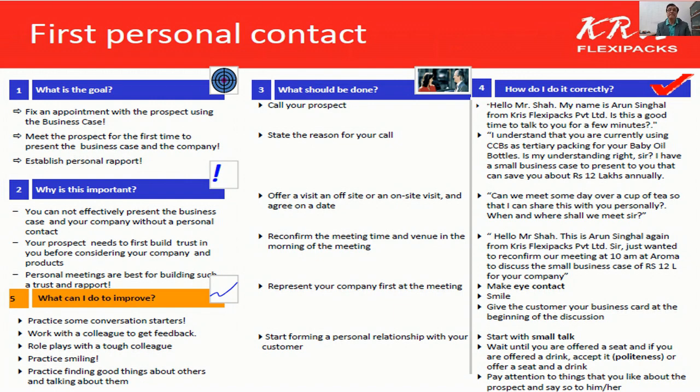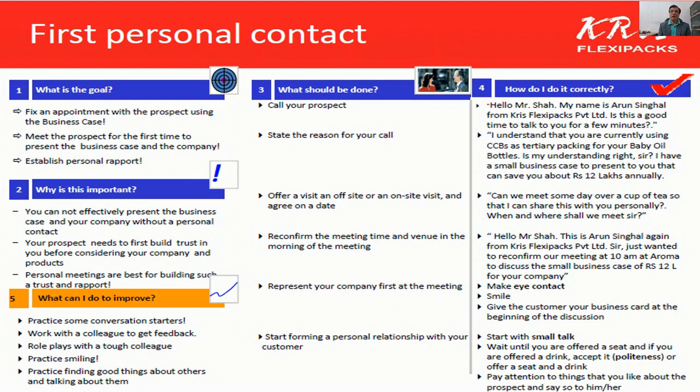So how should it be done? You call your prospects. By now you have got a list of prospects. So you call, or you send an email, or you send a message, and you give a reason for the call. And you offer a visit to the site, or an on-site, or a call, and you say, I'd like to meet you. I have something interesting. I understand you are using this product. I have some proposal for you. And you don't disclose the proposal. You say, I have something interesting to share with you. Because the whole idea is to build some curiosity. And then you go and meet the person, and there you establish the contact.